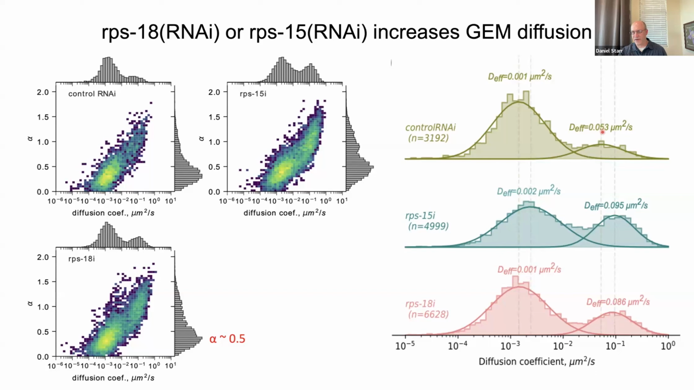So wild type it's 0.05, and in the ribosome knockdowns it's 0.09 or 0.08. So they're moving faster. That's what we expect for a crowding agent: if you reduce the crowding agent by reducing the number of ribosomes, the GEMs will diffuse faster. Okay, but they're still constrained by the ANK1 network.